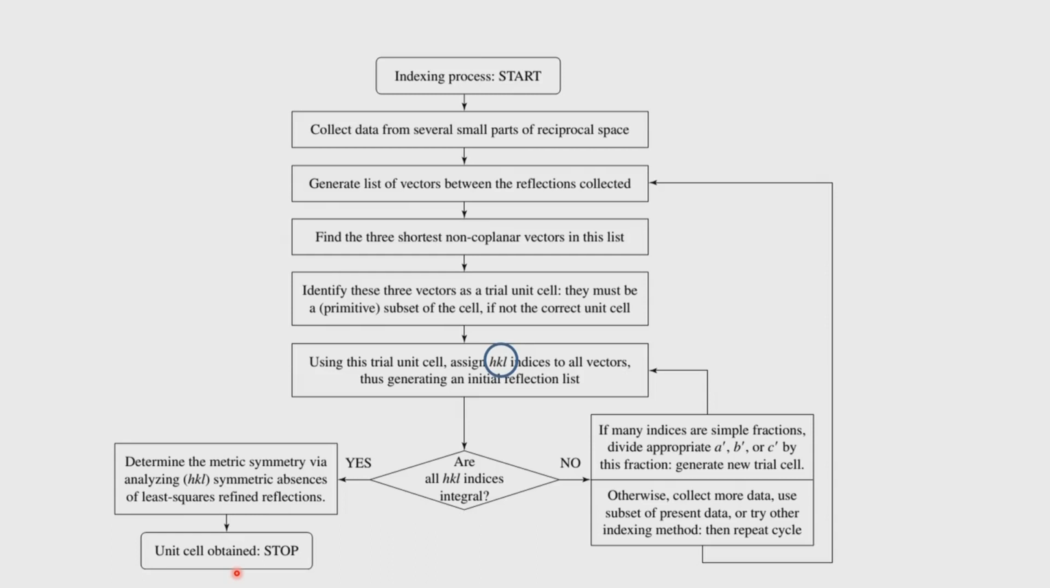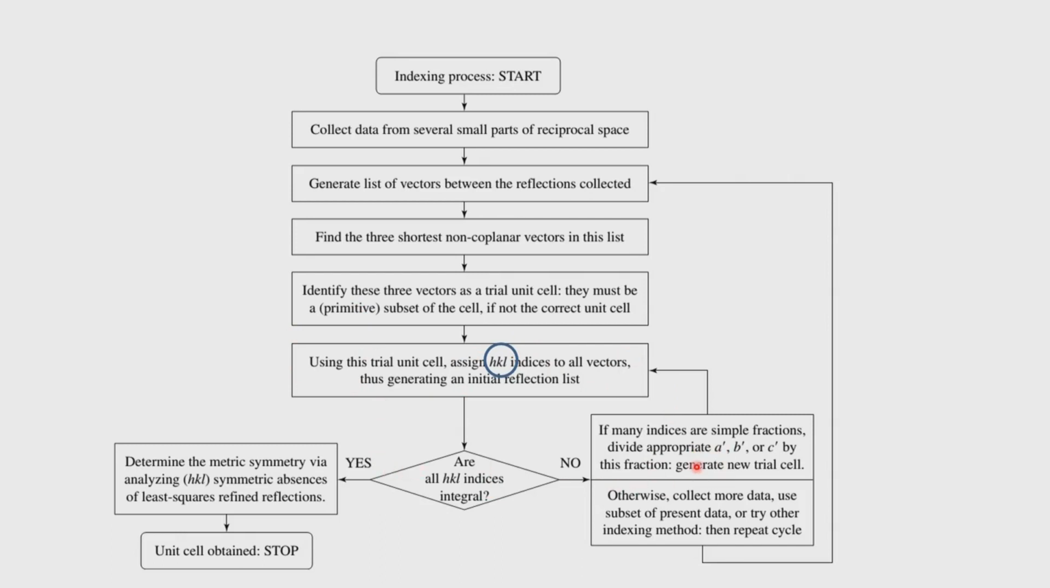And so, once that is done, if they are all integers, it is fine. If they are not integers, then what you do is, if they come out as simple fractions, let us say 1/4, 1/2, then we can multiply by the 2 and 4 and then eventually decide this would be the cell. So, if many indices are simple fractions, then divide appropriate ABC by that fraction. So, you will get the new trial cell. Once you have the new trial cell, go back here and then again using the new trial cell assign HKLs, and now they will become all integral. If this process happens, there is no problem.